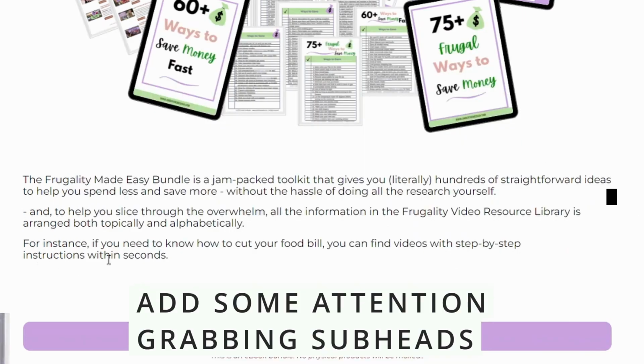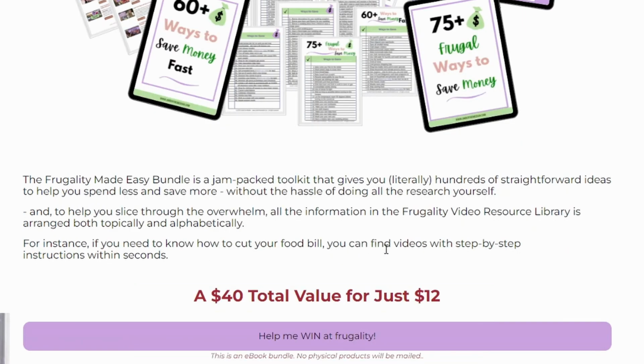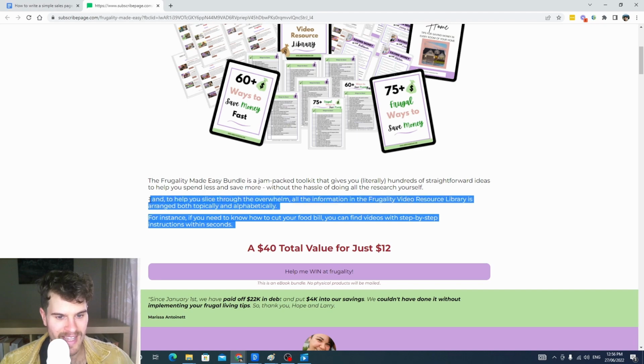For instance, if you need to know how to cut your food bill, you can find videos with step-by-step instructions within seconds. Okay. I would have, say, a sub-headline here where it's like, cut your food bill, slash your household item costs, and then one other thing, like 1, 2, 3. And then talk about how Frugality Made Easy is a jam-packed toolkit that gives you literally hundreds of ideas. I would get rid of these 2 sentences.